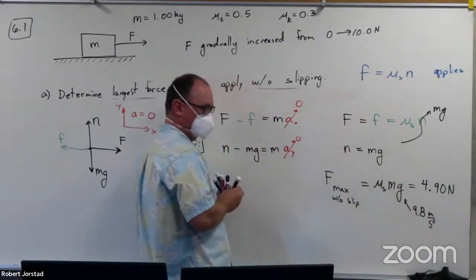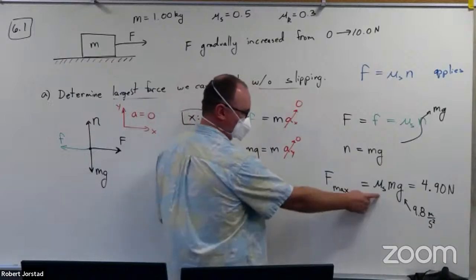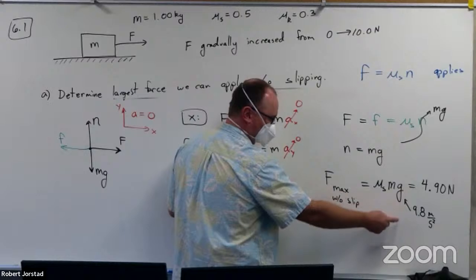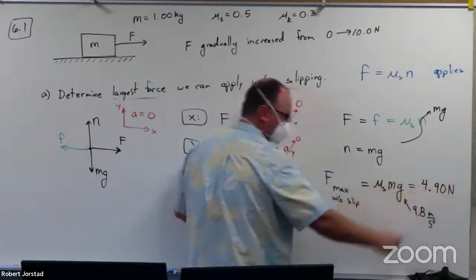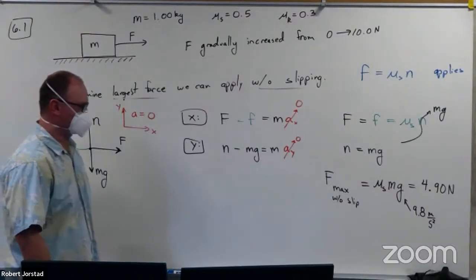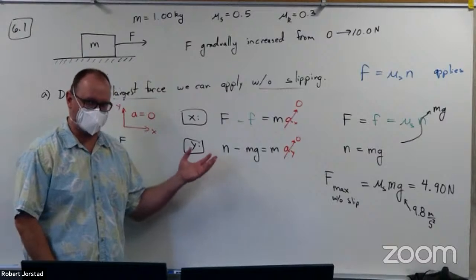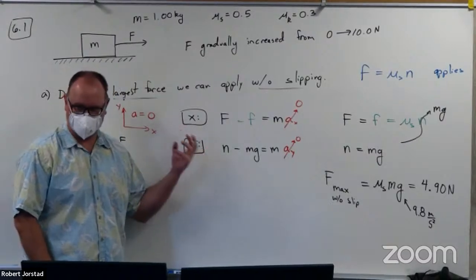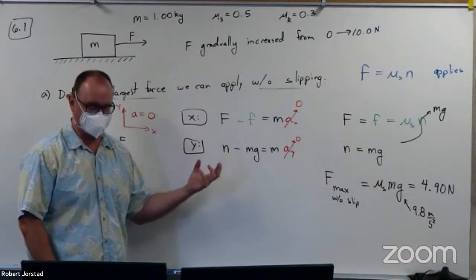Notice, let's check the units. What are the units of mu? None. Kilograms, meters per second squared. The units of mg are the units of newtons. All right. Now, I know this seems silly, and maybe I'm going a little bit slow, but this is kind of crucial to think about. In a lot of problems, this step can help you understand things a lot.